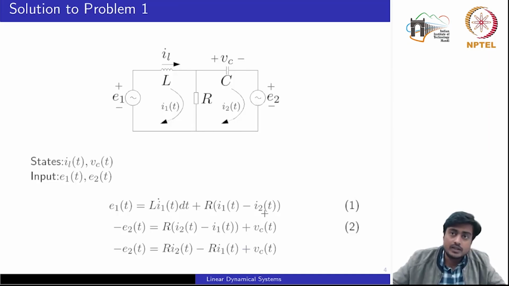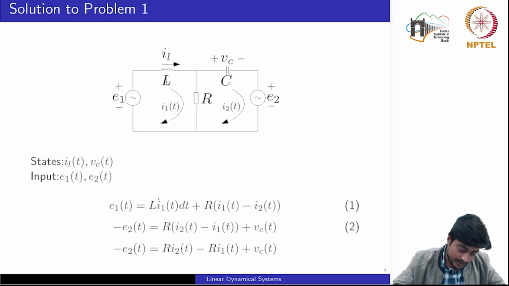Using Kirchhoff's law, we can analyze two independent loops. The first loop is this one, in which the current I1 is flowing, and the second loop where the current I2 is flowing. At the outset, we have specified two states. First is the current flowing into the inductor, which is IL, and another state is the voltage across the capacitor. The inputs are already pre-specified, which are given by E1 and E2.